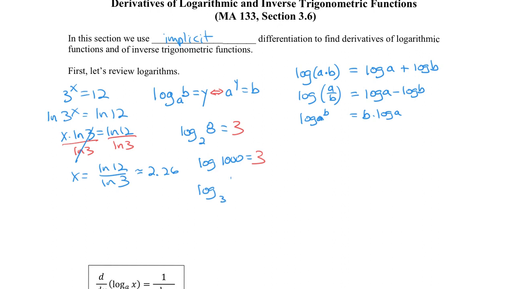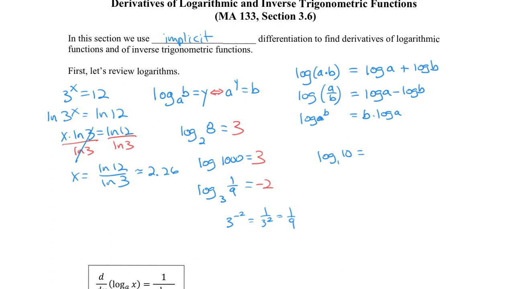Okay, let's shake it up a little bit here. 3 raised to what power is 1/9? Well, maybe the -2 power, right? Isn't 3 raised to the -2 the same as, well, let's just check. 3 raised to the -2, that's the same as 1 over 3 squared, and that is in fact 1/9, so that works. What about log of 10?